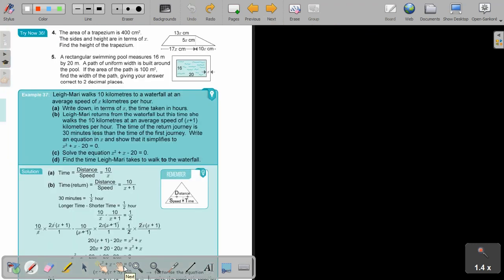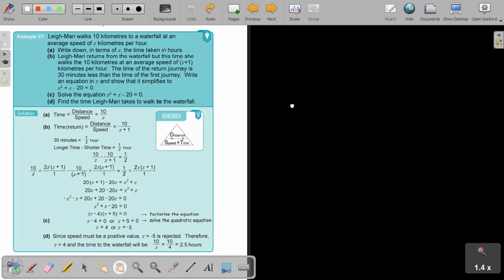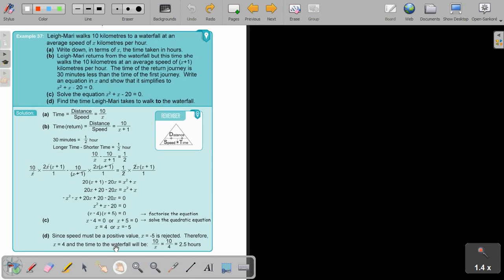Let's just move on. The next one, we're going to skip there. We're going to look at the example. Leemarie walks 10 kilometers to a waterfall at an average speed of x kilometers per hour. Write down in terms of x the time taken in hours.